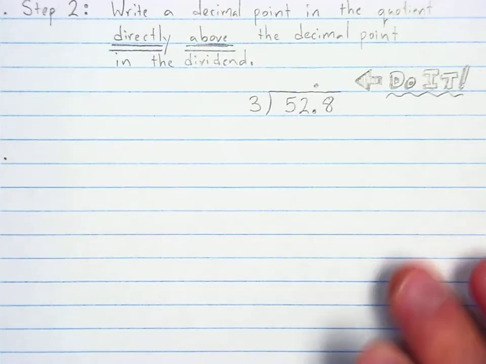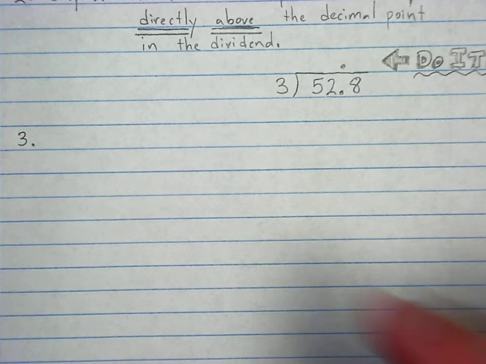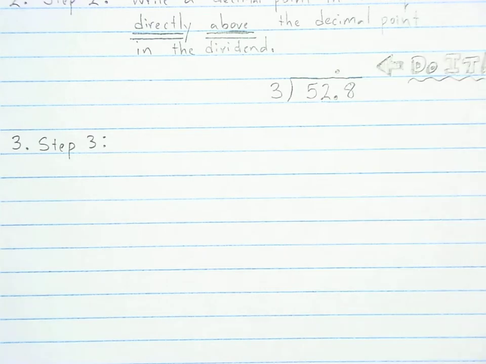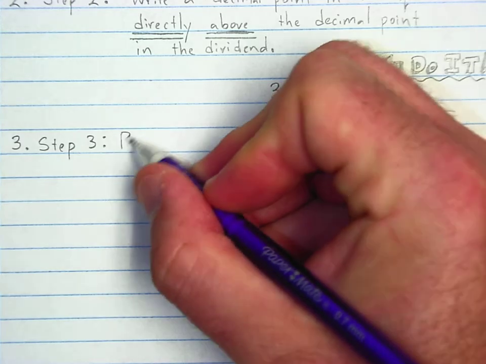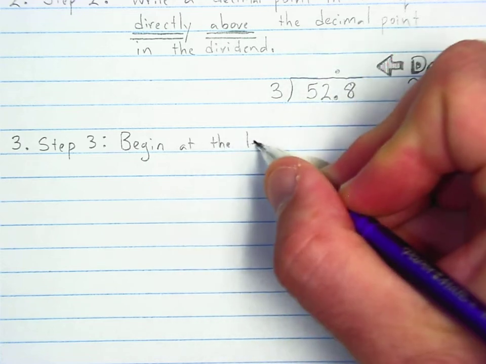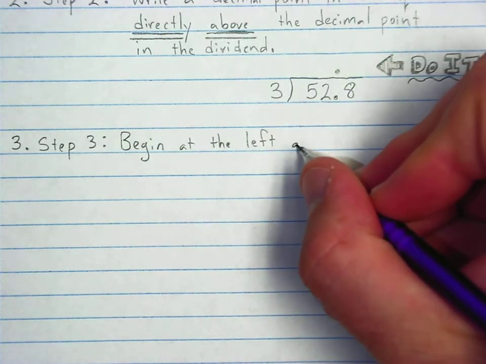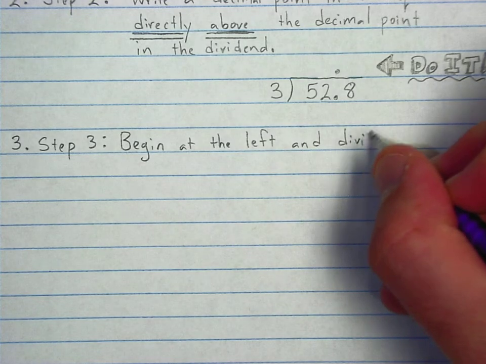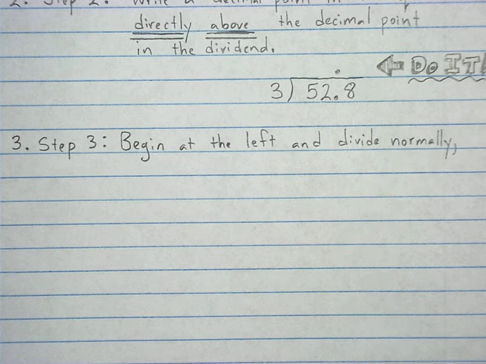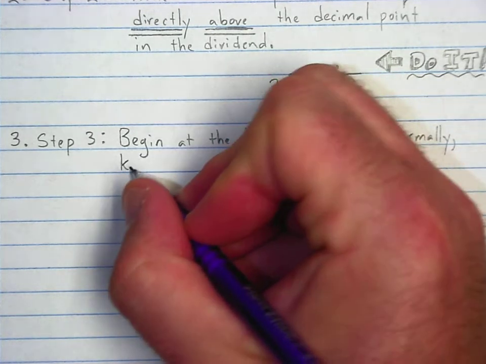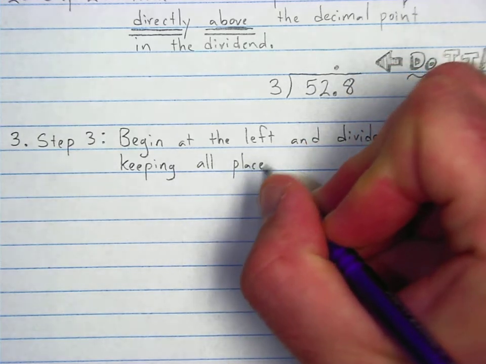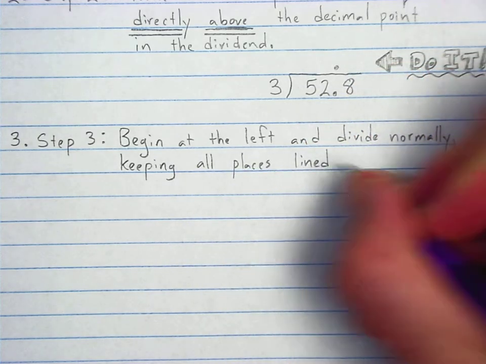Step 3. Begin at the left and divide normally, keeping all places lined up.